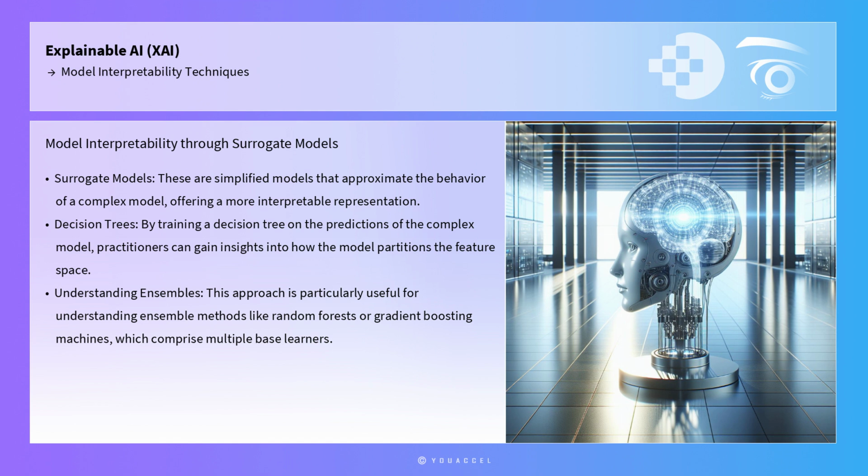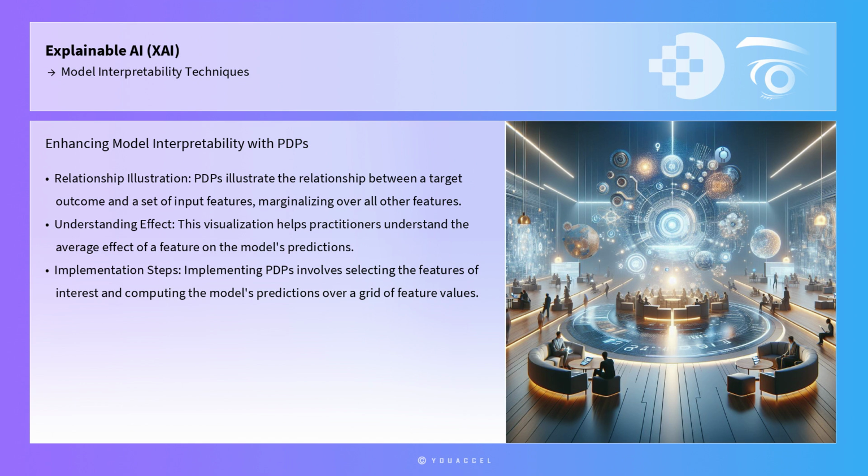This approach is particularly useful for understanding ensemble methods like random forests or gradient boosting machines, which comprise multiple base learners. Another powerful technique for enhancing model interpretability is partial dependence plots. PDPs illustrate the relationship between a target outcome and a set of input features, marginalizing over all other features. This visualization helps practitioners understand the average effect of a feature on the model's predictions, thereby providing a clear interpretation of feature interactions and nonlinearities.